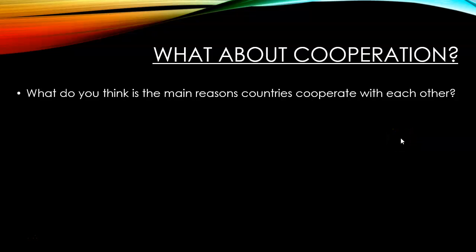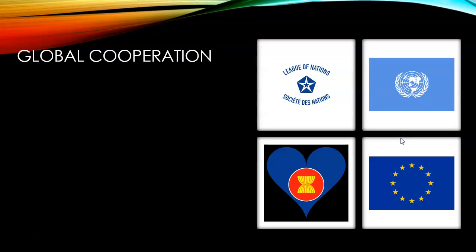What about cooperation? So the main reason that people tend to cooperate with each other has to do with money. So we'll come back to these first two examples in just a minute. These two down here definitely have to do with money. This first one is the Association of Southeast Asian Nations, or ASEAN, and this one is the European Union. And both of these definitely developed for economic reasons. They're able to compete better in world trade by gathering together than they are independently.